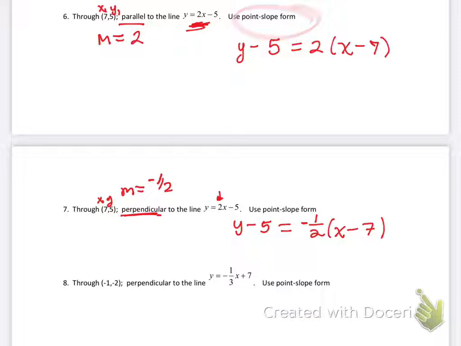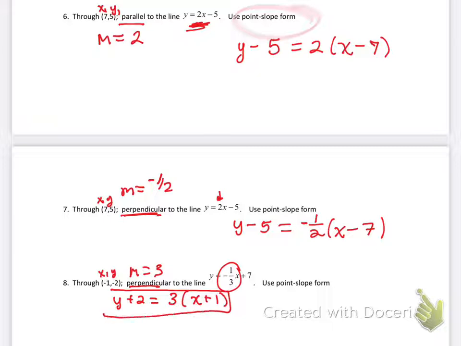And then my slope, -1/2, and then x minus 7. All right, the next one is perpendicular again. Take the slope, do the opposite reciprocal, so that slope becomes 3. Then it says use point-slope, so just plug in your points. y minus -2 will become +2, and then my slope is 3. x minus -1 will become +1. So then that one is done as well. I'm not even going to bother boxing it.